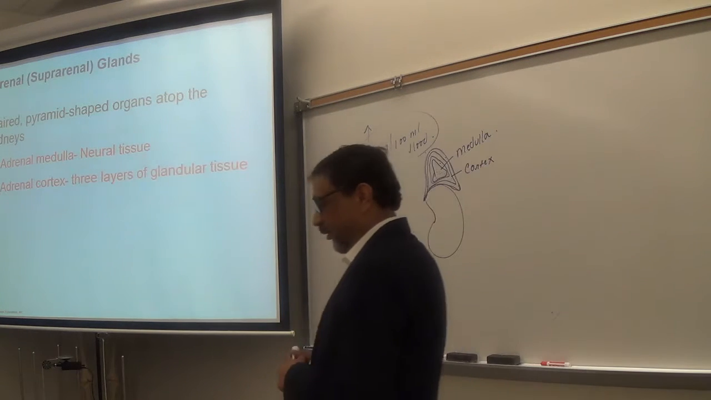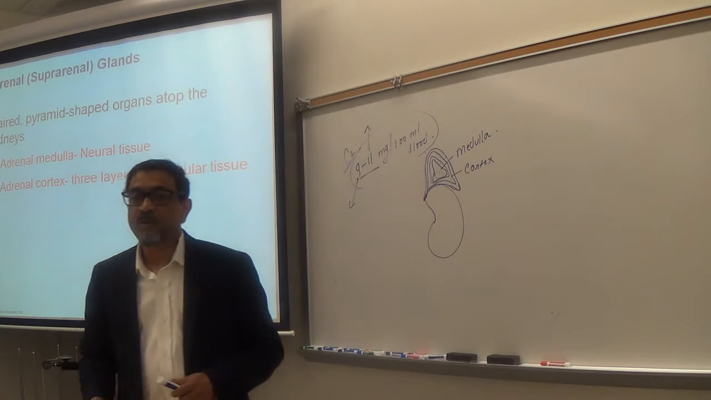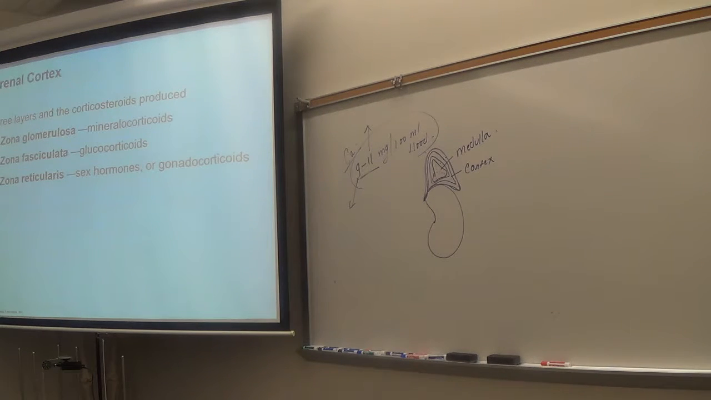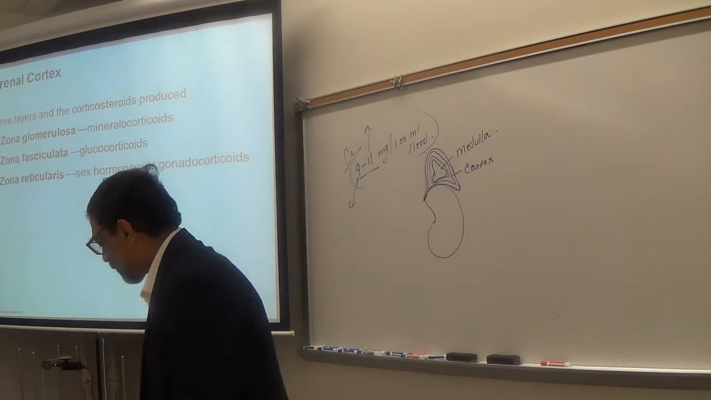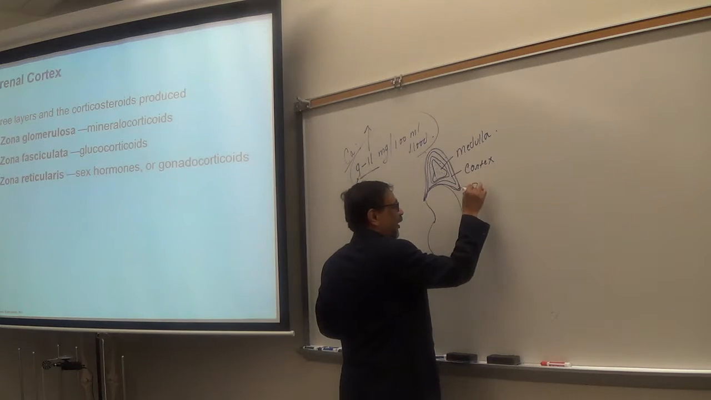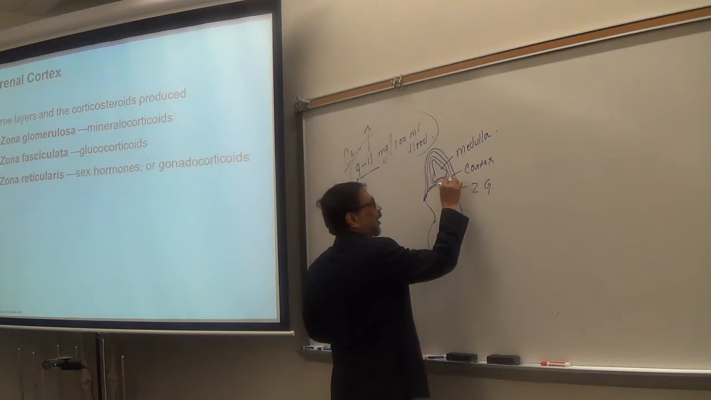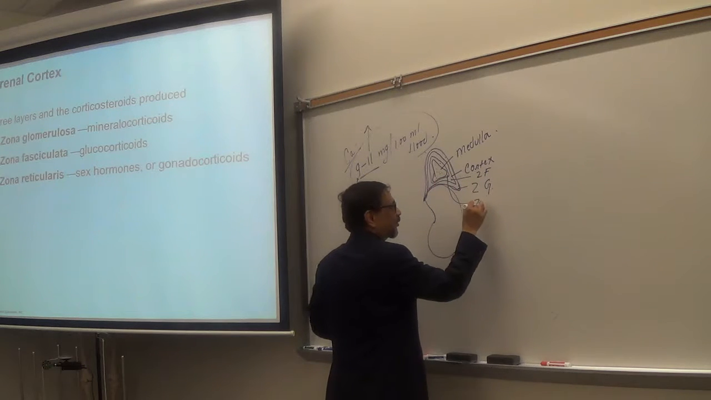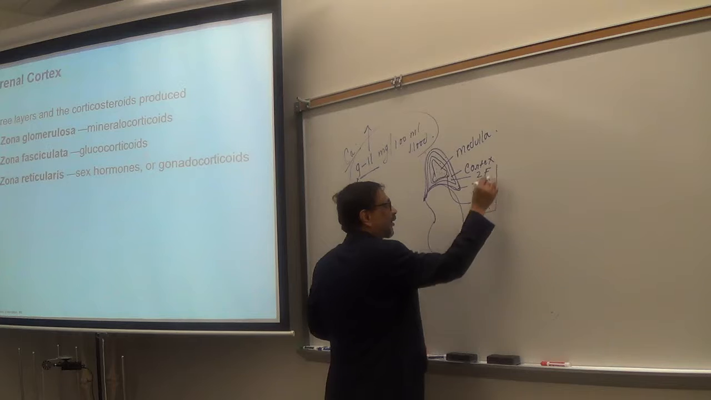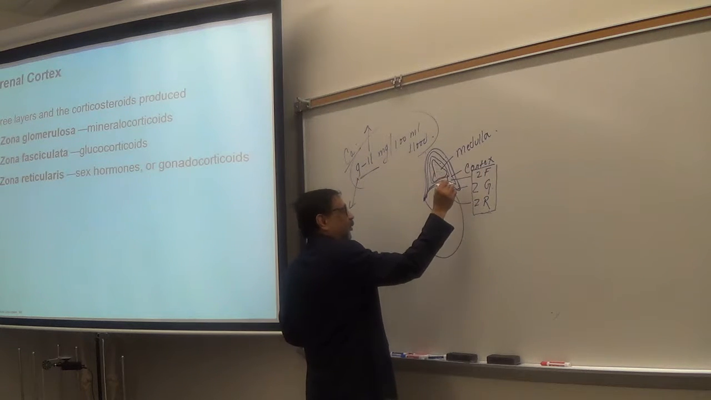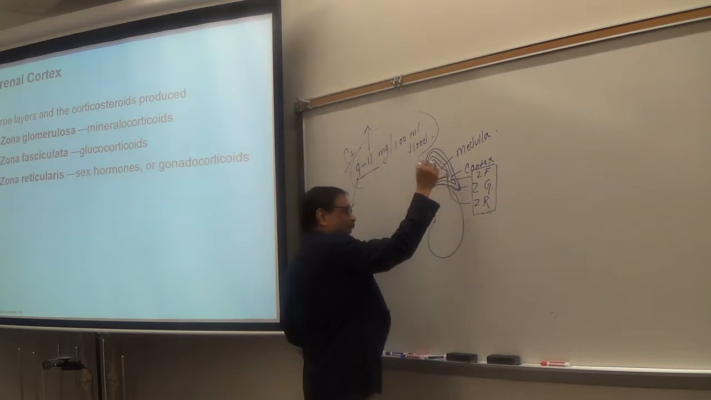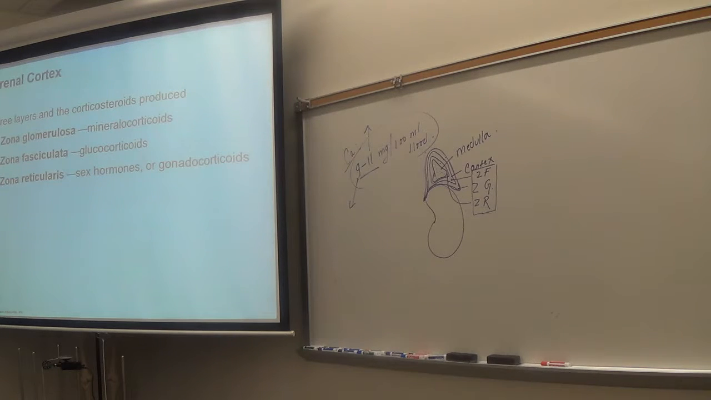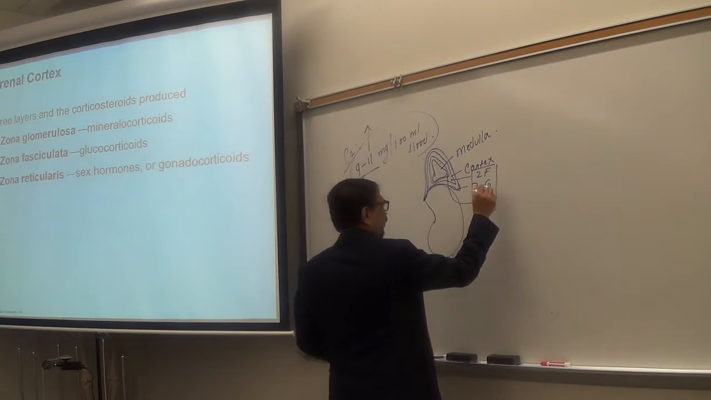Now, what are those layers? Zona glomerulosa, zona fasciculata, and zona reticularis. Okay. So the outermost is zona glomerulosa, the middle one is zona fasciculata, and the innermost one is zona reticularis. These are the 3 layers. And the 3 layers produce 3 different types of hormones.